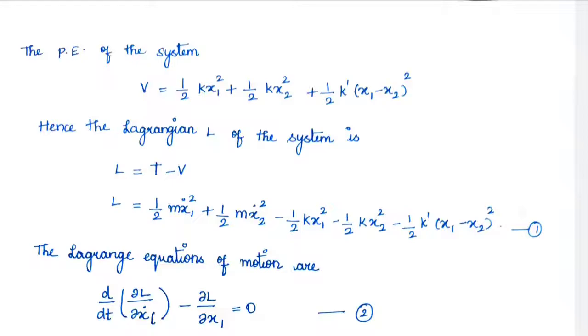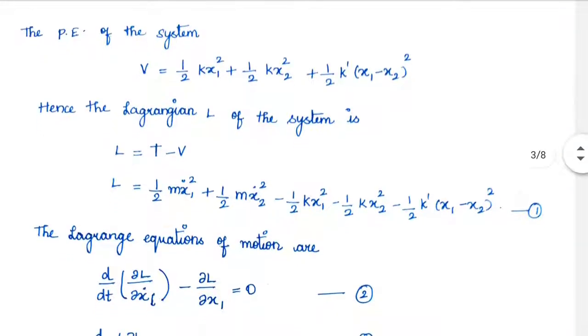For the second oscillator, it is half k x2 square, and now comes the term due to the interaction between the two identical masses. So, it is half k prime (x1 minus x2) the whole square. So, this third additional term will create more and more problems when we try to solve the case of the two coupled oscillators.